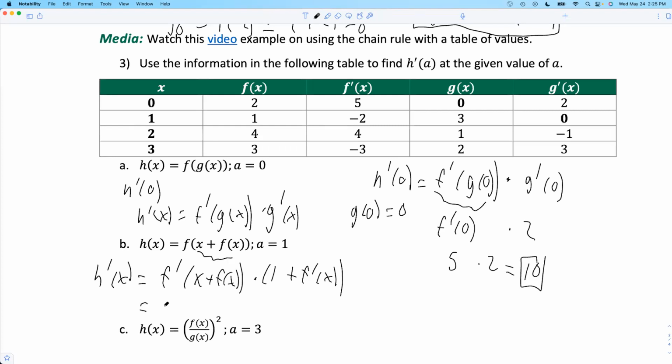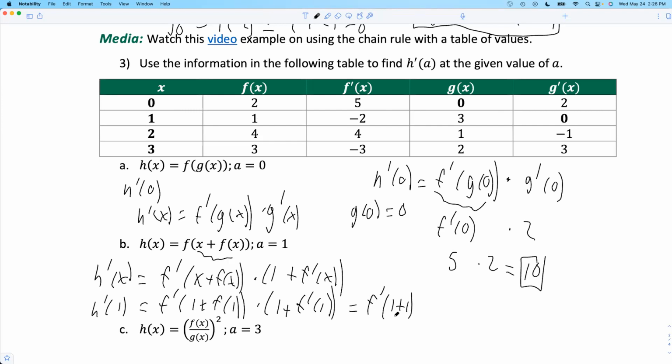Okay, so this will be h prime at 1 will be f prime evaluated at 1 plus f of 1. So we'll have to look at the table and see what f of 1 is, times 1 plus f prime at 1. So we'll have to look at the table and figure out what that is. So f prime evaluated at 1 plus, what is f of 1? The original at 1 is 1.